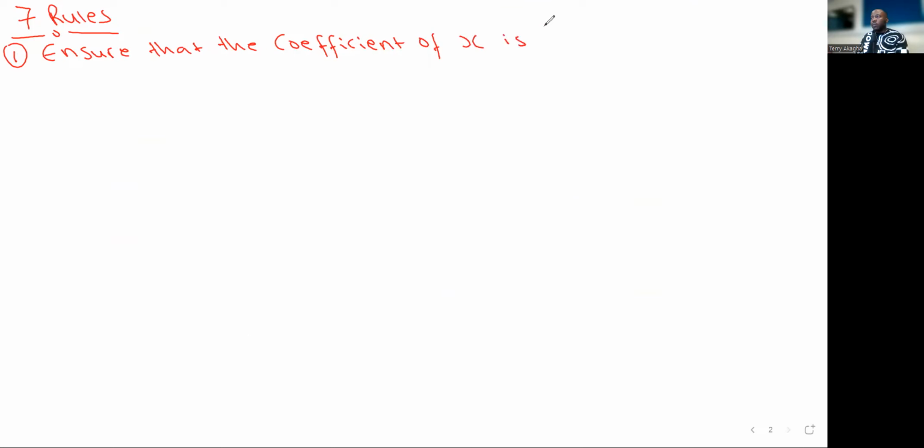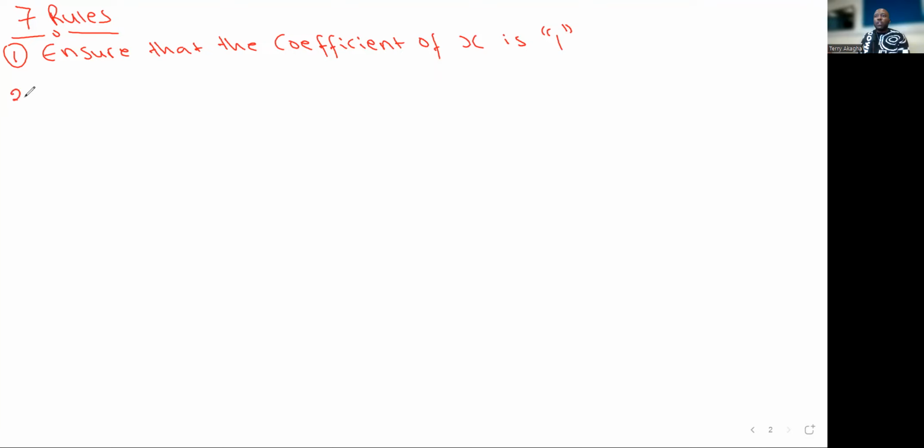So let's pick the 7 rules. How do you solve this? There are 7 steps of solving this. The first thing, you have to ensure that the coefficient of x squared is 1. You have to be sure. So before you start, make sure that the coefficient of x squared is 1 before you apply this.